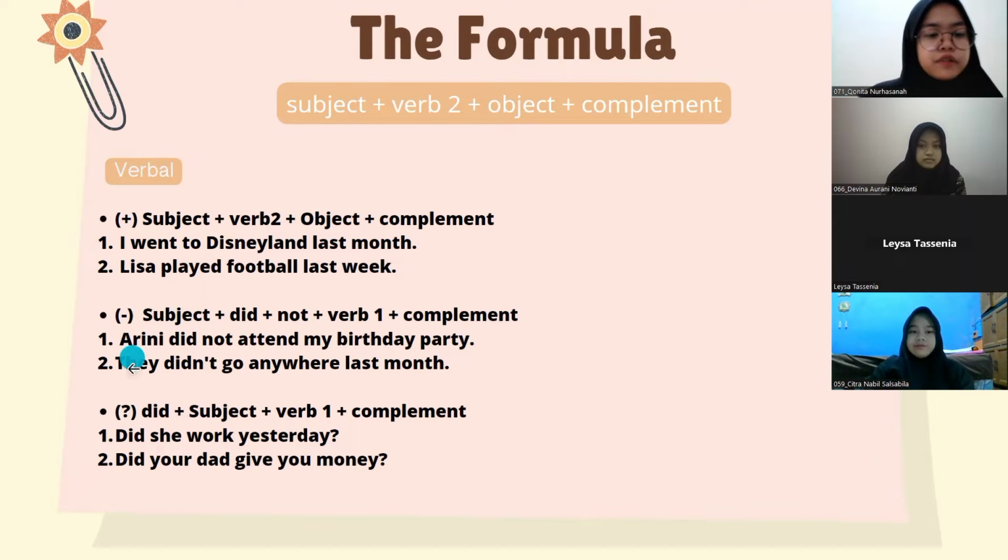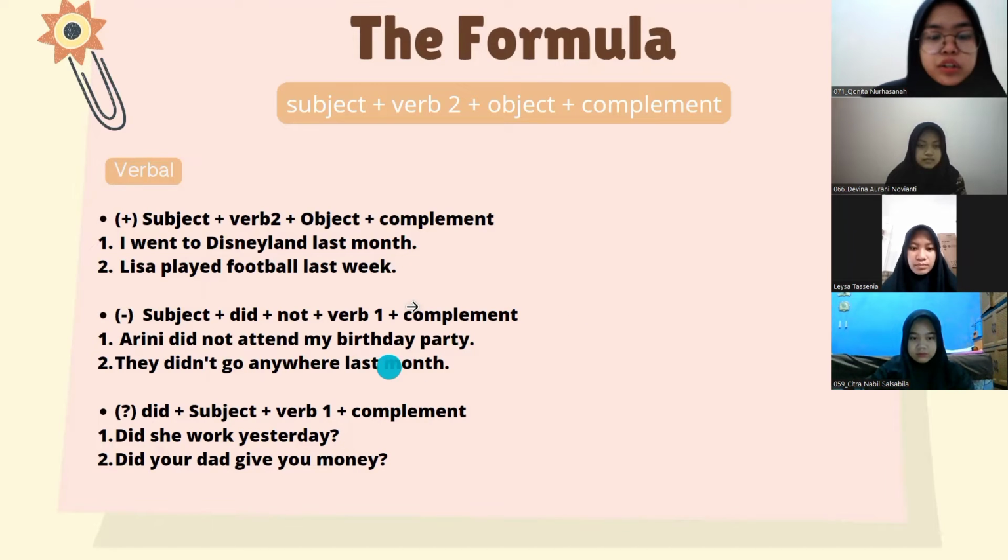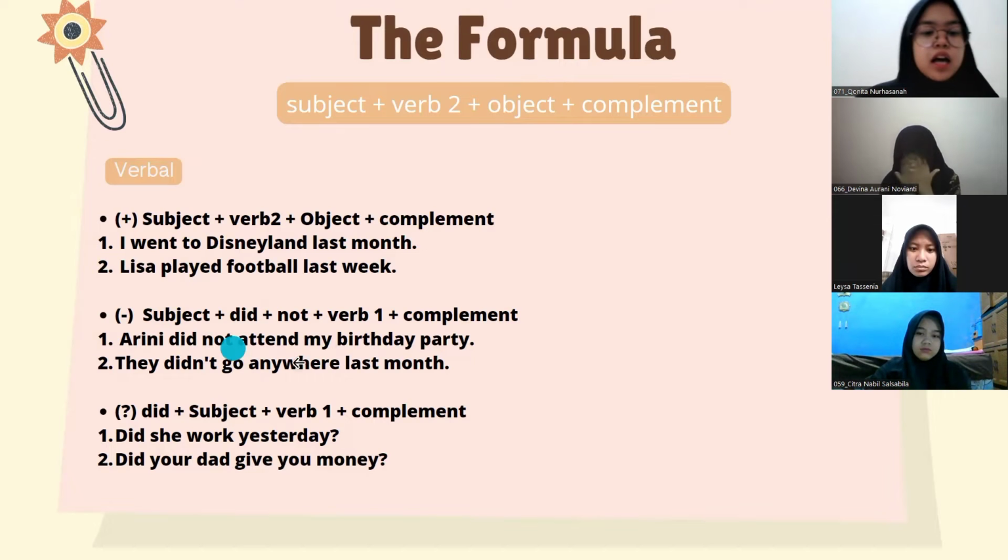And then move to the negative sentence. In the negative sentence we do not use verb 2, but we use verb 1 after to be. So let's take a look at the example. Arini did not attend my birthday party. Arini as a subject, did as a to be, and then add not after to be, and then attend is verb 1, and then my birthday party is complement.